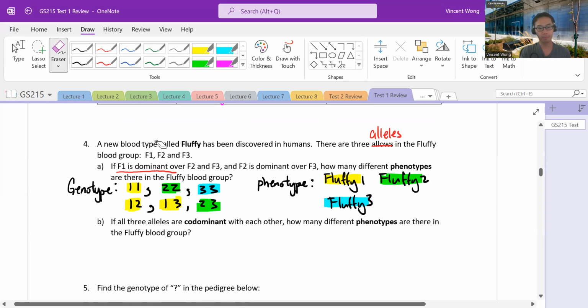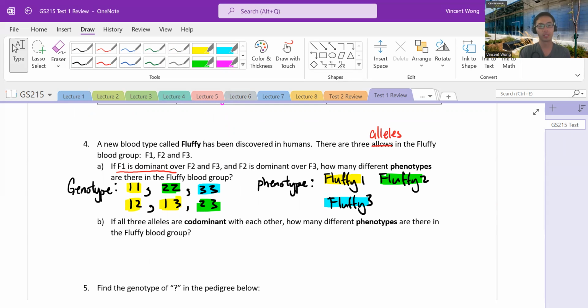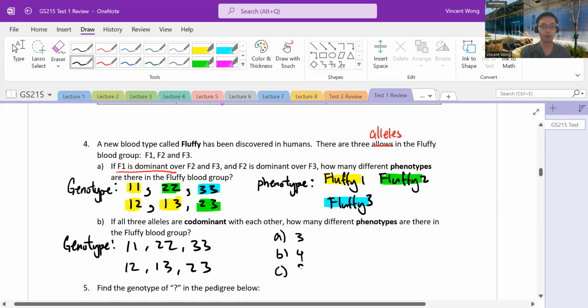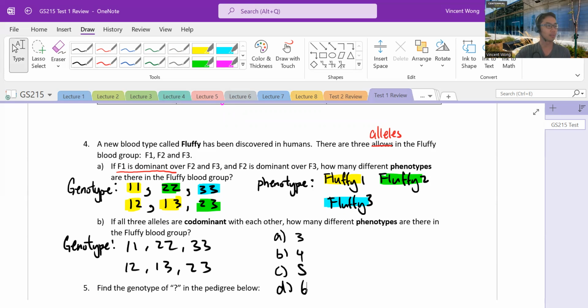Now, same blood group, but different information now. If all 3 alleles are co-dominant with each other, how many different phenotypes are there? So let's list the genotypes again. It will be the exact same thing as before. And so how many phenotypes will there be? Let's do a poll. Is it 3, 4, 5, 6? Which one is it? Let me launch a poll. Go ahead. Let me know what you think.